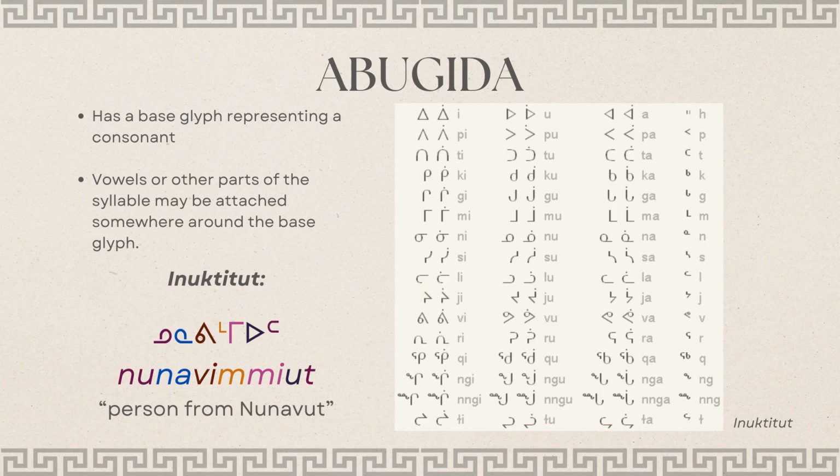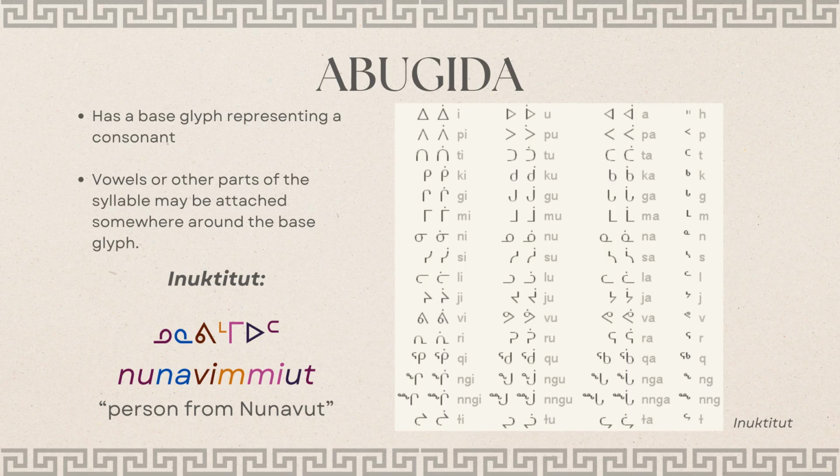So another pretty fun abugida is Inuktitut, or Inuktitut syllabics. And the way they change vowels is that they rotate the base glyph, the base grapheme. So if you look over here, pi looks like an upwards pointing symbol. If you want to change it to pu, you rotate it clockwise. And if you want to change it to pa, you rotate it counterclockwise.